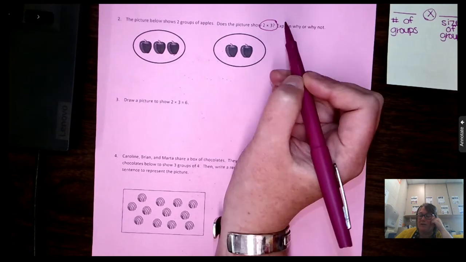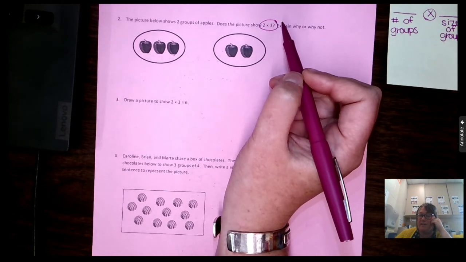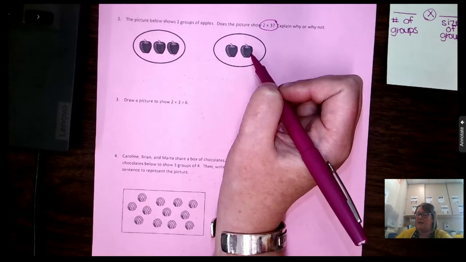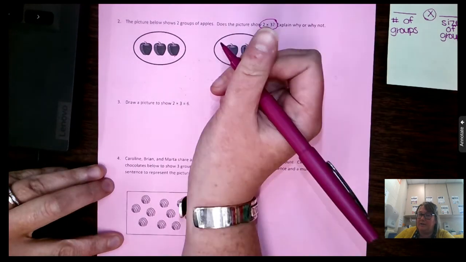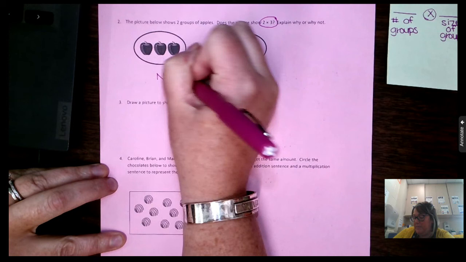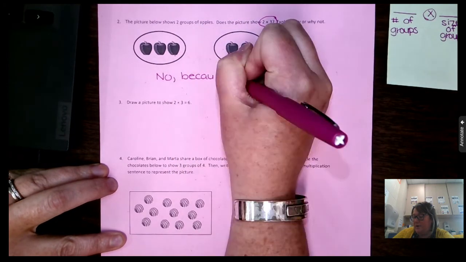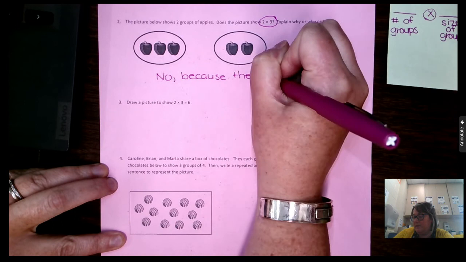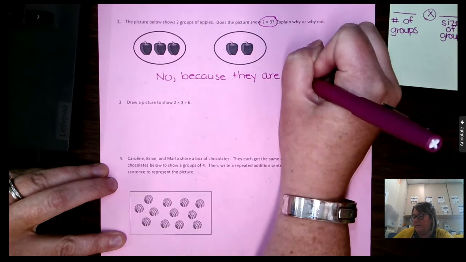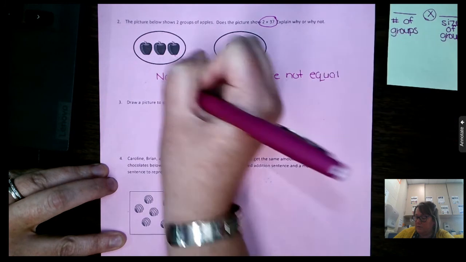Well, multiplication is equal groups. Are these equal groups? They are not. So our answer is going to be no, comma, because they are not equal groups.